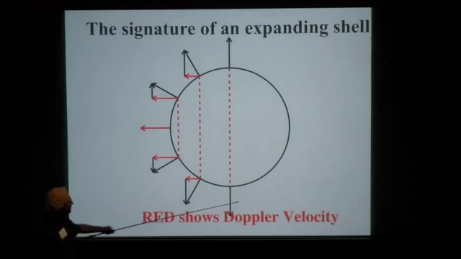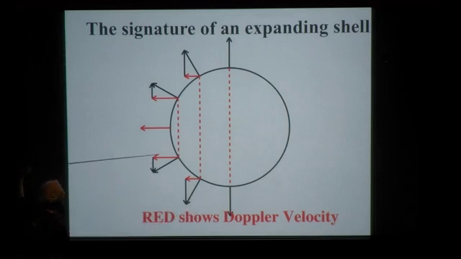Suppose we have an expanding supershell here, expanding with velocity v, and we're looking at it from over here. We see the Doppler correction, and the Doppler correction is simply the line of sight velocity. It's the component of velocity along the line of sight. So out here at the edge of the shell, all the velocity is across the line of sight, so we see 0 velocity shift out here.